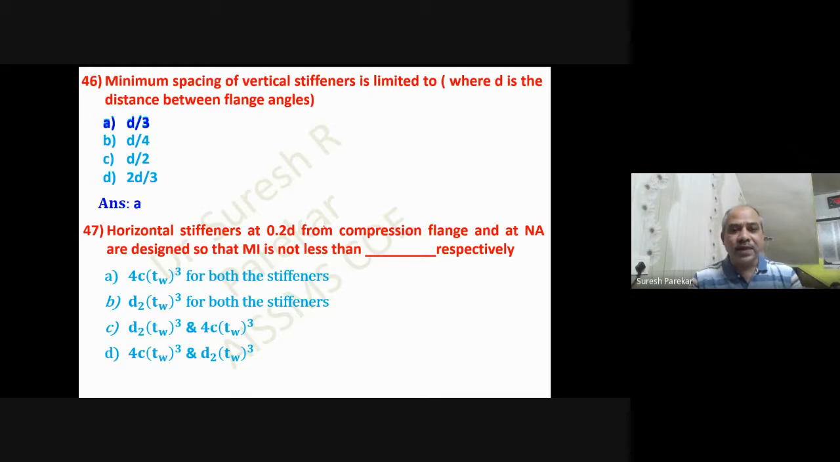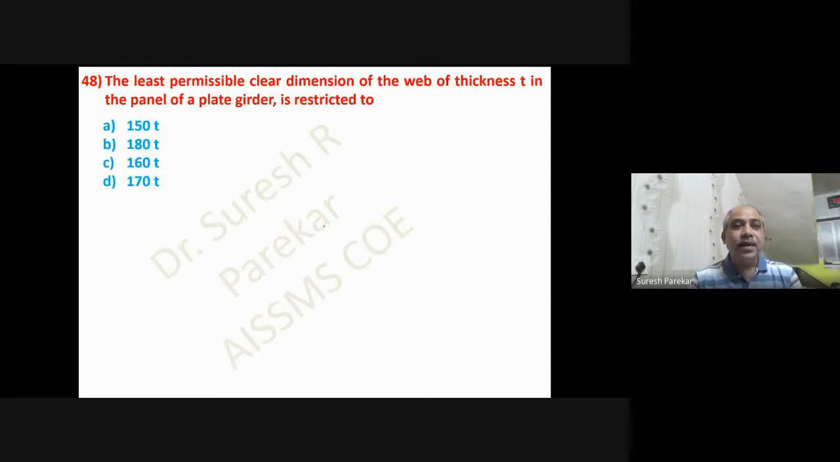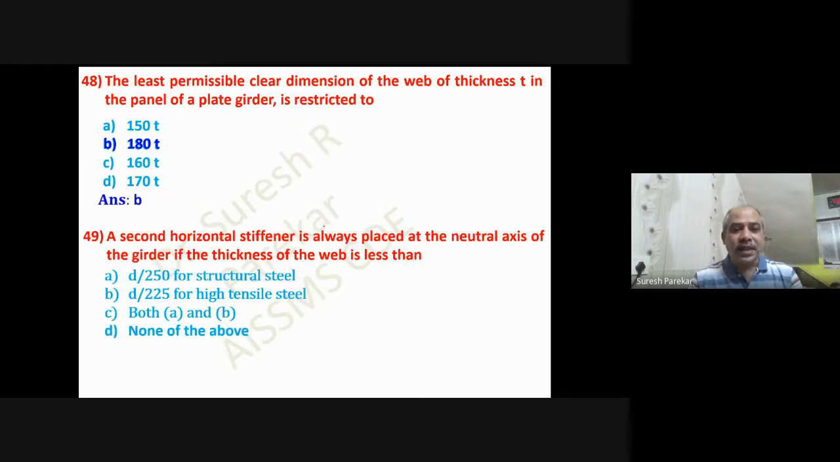Then horizontal stiffeners at 0.2D from the compression flange and at the neutral axis are designed so that the moment of inertia is not less than 4 C TW cube and D2 TW cube. So that is answer D. The least permissible clear dimension of the web of thickness T in the panel of a plate girder is restricted to 180 T. A second horizontal stiffener is always placed at the neutral axis of the plate girder if the thickness of the web is less than the limit. We have seen these criteria, so we have both A and B.